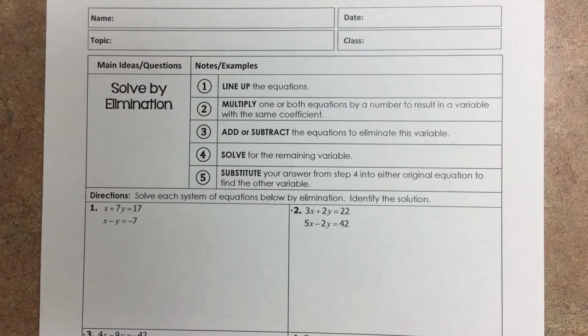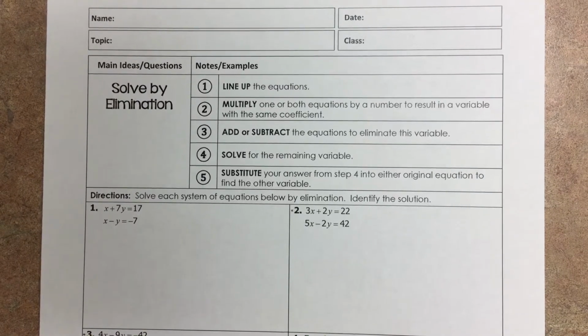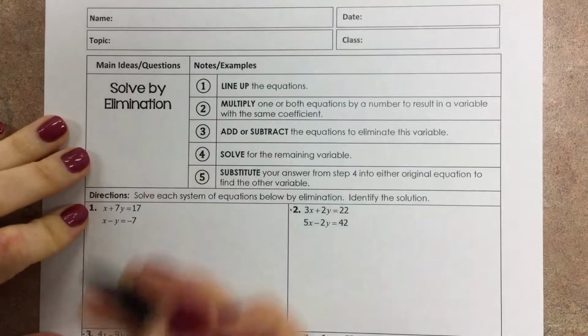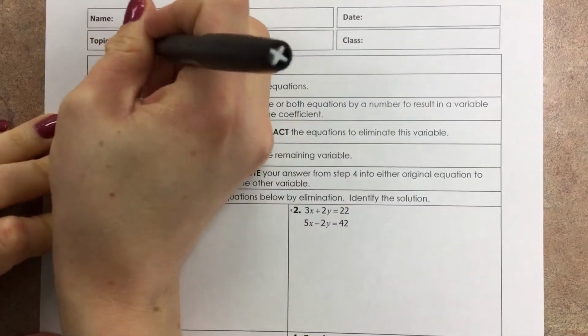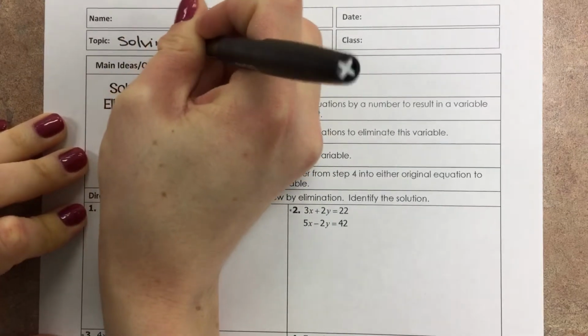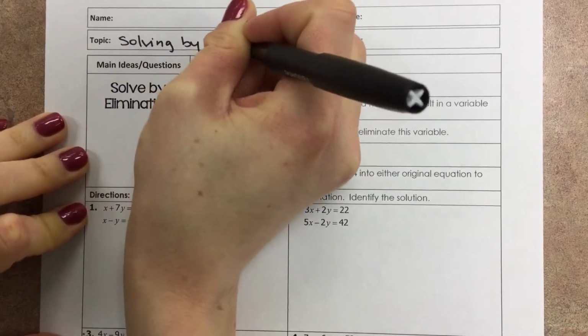This is Unit 2, Lesson 5, Part 1. The topic, as you can see right here, is solving systems of equations by using elimination.